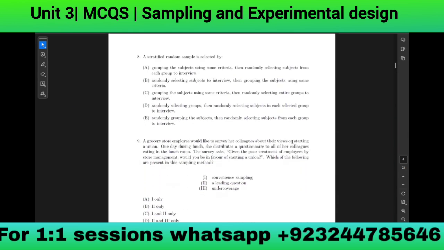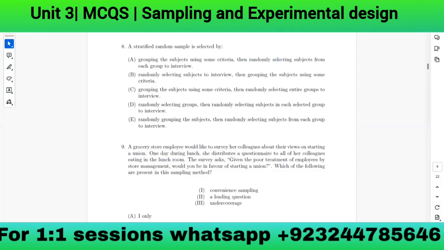A stratified random sample is selected by. Now, tell me, what is a stratified random sample? We just did a stratified random sample in one of the example MCQs, I think 3 or 4, in the last few minutes. Yes, what do you think?